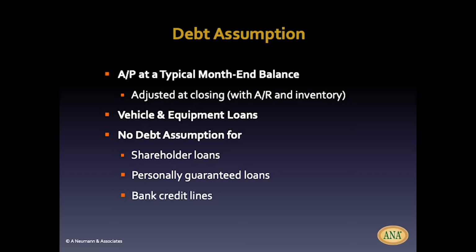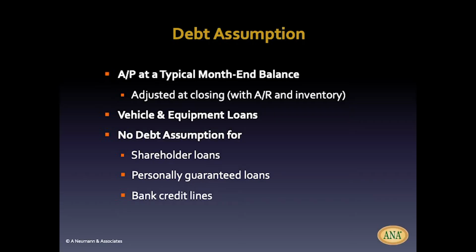Accounts payable at a typical month's end balance is part of the debt assumption. It's adjusted at closing. It falls under the category of net working capital, basically consisting of accounts receivable plus inventory minus accounts payable. Sometimes you have other factors coming into place, like cost in excess of sales.